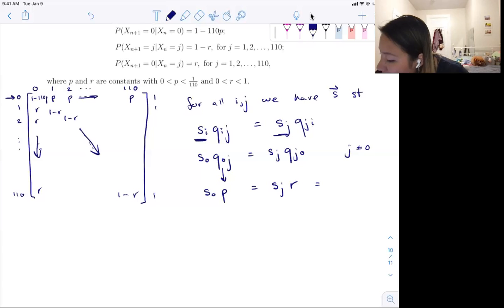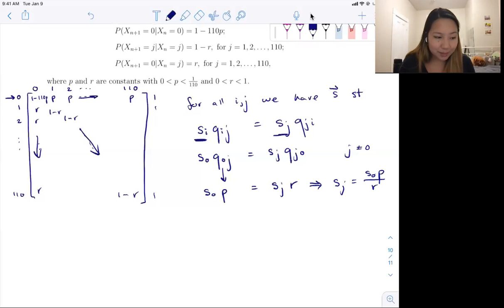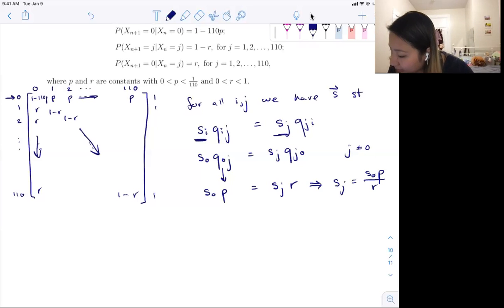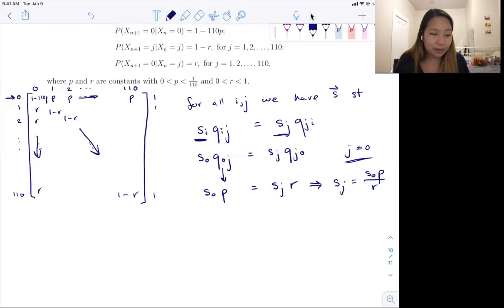So in this case, this implies that Sj is equal to S0 P over R. That's pretty useful, and I think that just holds for everything, for all J not equal to 0. Now we have that, and nothing broke along the way, so things seem to be okay.